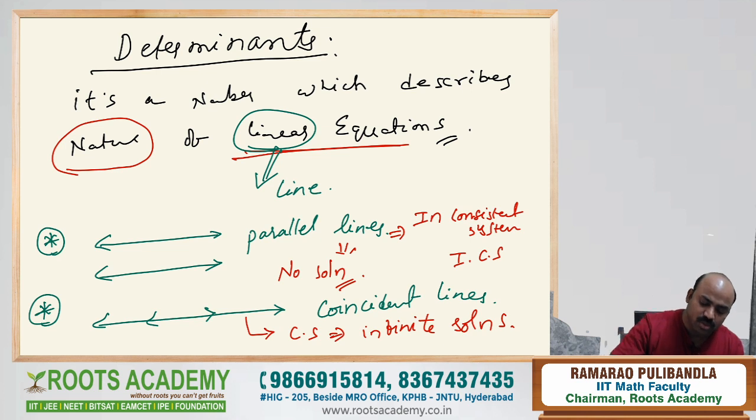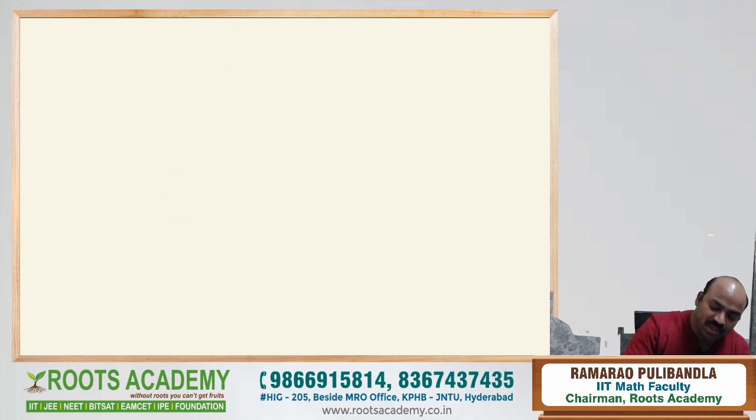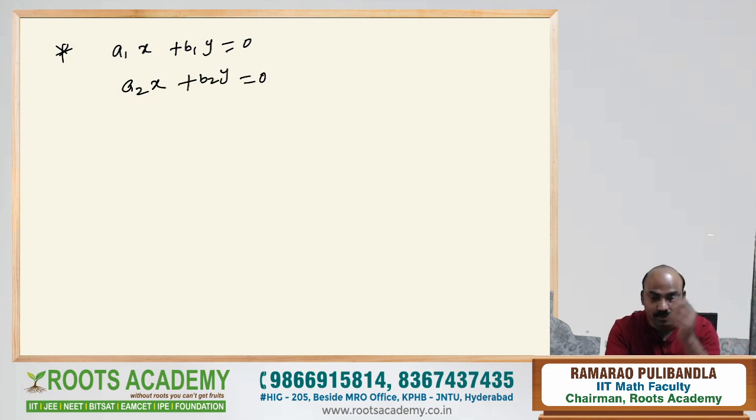So look here. I said linear equations. What are linear equations, do you know? The basic linear equation is a1x plus b1y equal to 0 in two variables x and y. And take another linear equation, a2x plus b2y equal to 0. So a1x plus b1y equal to 0 and a2x plus b2y equal to 0. These two are called two linear equations. So what is a determinant?